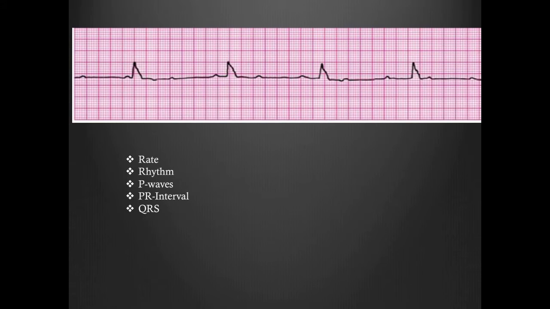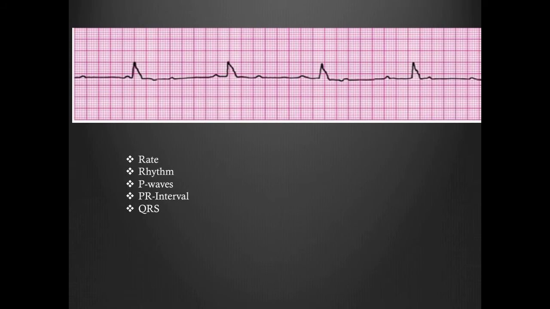P waves. Are they round? Are they upright? They are uniform. Yes, they are. Is there a P before every QRS? Yes, there is. Is there a QRS after every P? No, there is not. Another red flag. The PR interval. One part of the strip it's really short, and another part it's really long. That's not good. And the QRS complexes, are they narrow or are they wide? They are wide.